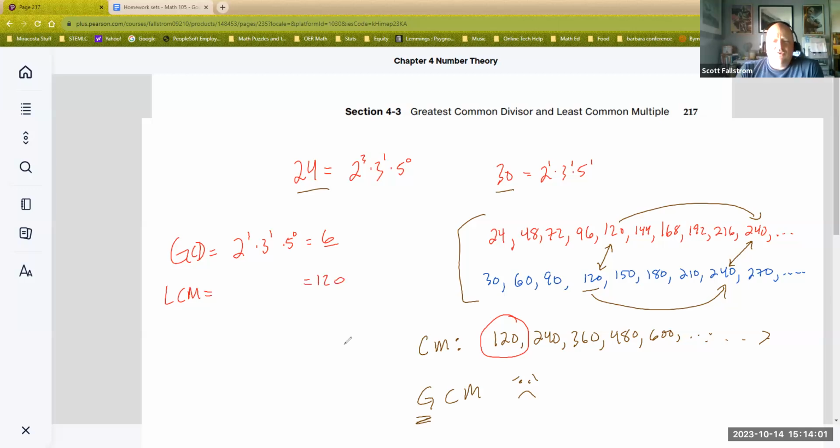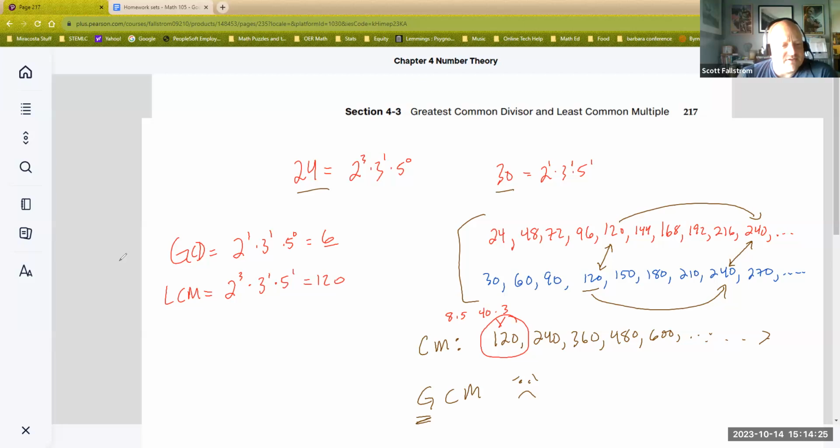Now, if you do prime factorization on the number 120, you get 40 times 3. 40 is 8 times 5, so I get 8 times 5 times 3, which is 2 cubed times 3 times 5.